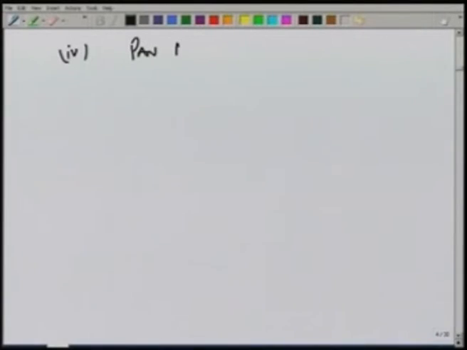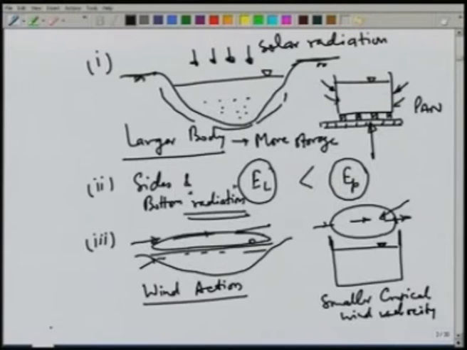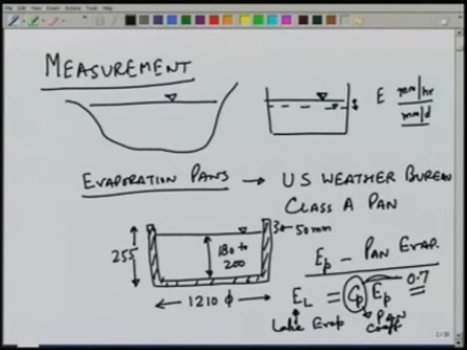And one more reason for pan evaporation being higher is that the pan material is different, typically more conductive, for example galvanized iron for the class A pan, and therefore it will conduct more heat and evaporation will be larger. So, because of all these factors, size, the material, wind action, being open to the atmosphere, the pan evaporation is higher. And therefore, we need to use a coefficient of 0.7 for the class A pan.